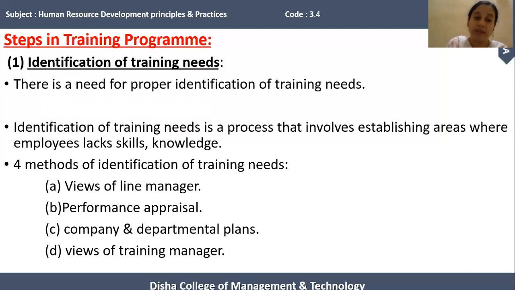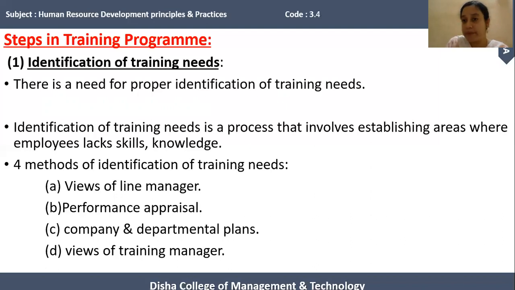So there are 4 methods of identification of training needs: views of line manager, performance appraisal, company and departmental plans, and views of training manager. By adopting one of the methods, the trainer or the organization can identify the person's skill deficiencies and skill lacunae. Let me discuss all the methods in detail. First one is the views of line manager.